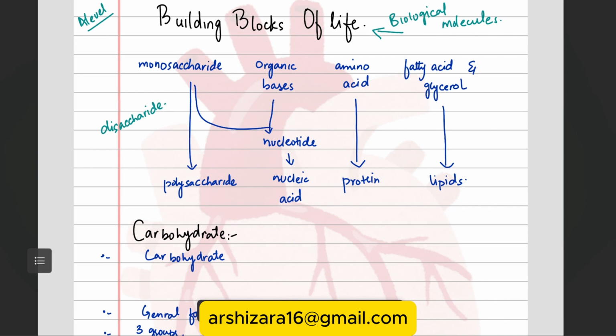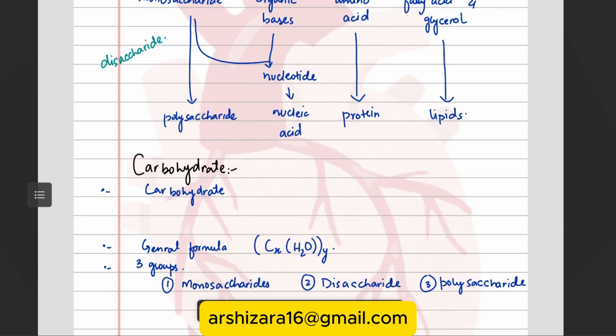Disaccharides. Then they make polysaccharides. And the monosaccharides also make nucleotides. Nucleotides combine with organic bases and make nucleic acid. Amino acids are present in our cell, scattered in the cell, and they are joined together to form protein. Fatty acids and glycerols make lipid. This is the only thing that we studied in the previous lecture, so it was the basic start.